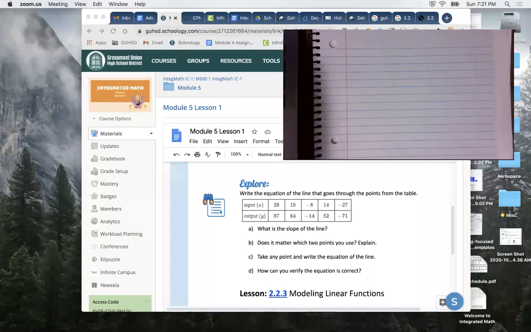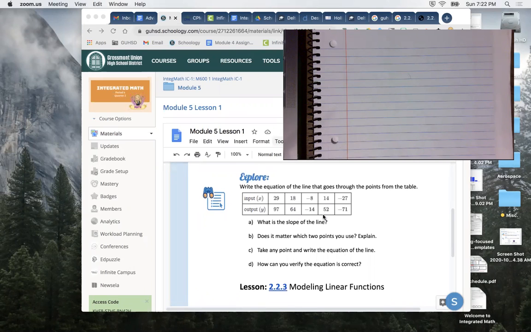Okay, so today we're going to just continue our work with lines. In this lesson, you're going to be looking at real life context problems, or contextual problems, and doing the same thing that you've been doing. So I'm going to go ahead and do the explore lesson with you so you can see how we would do that one.